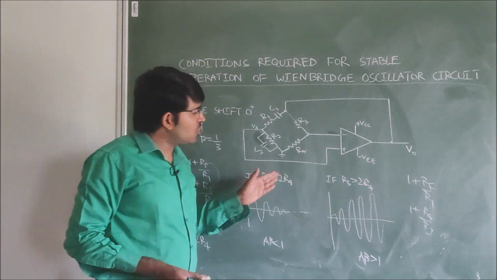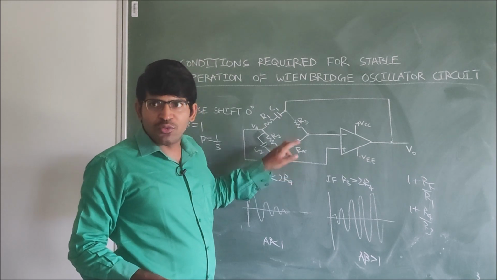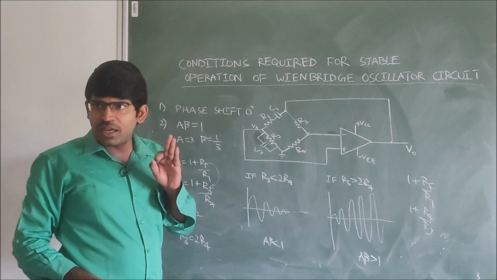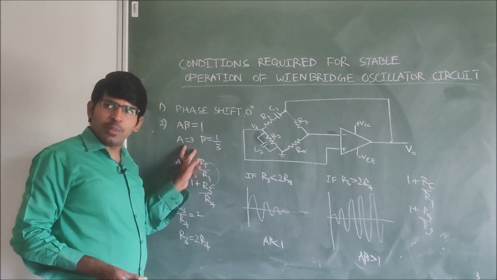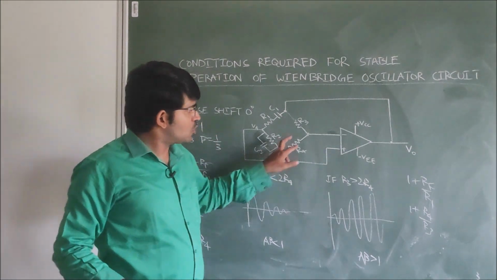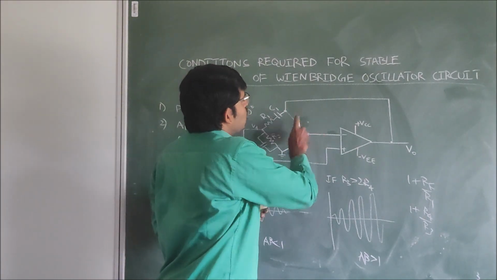Definitely, the value of R3 must be greater than R4. If we maintain A equal to 3, then the beta value should be 1 by 3, and the R3 value should be double of R4. Then this R3 value should be 2R4.